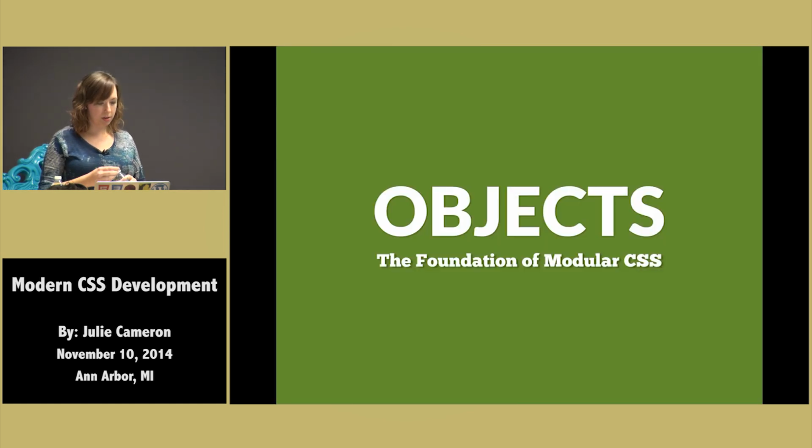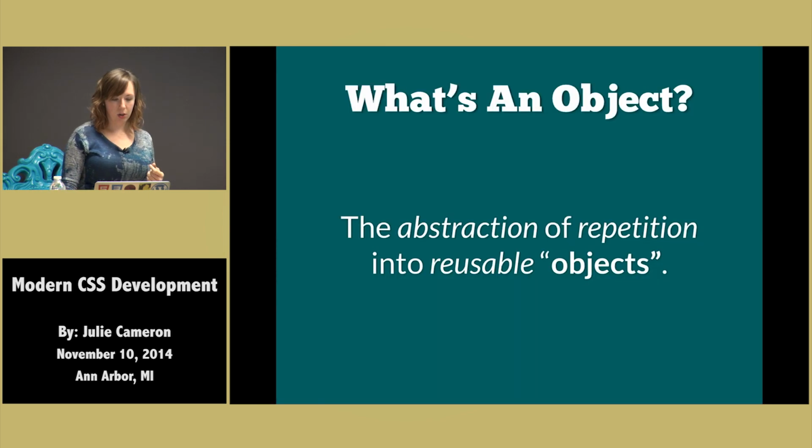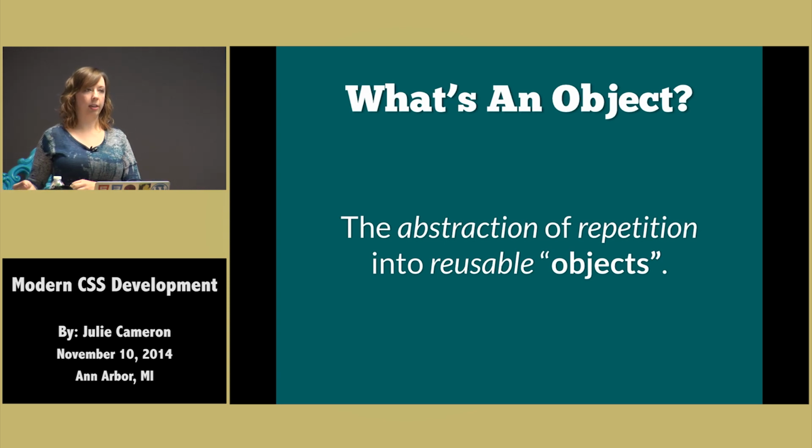So let's dig into these objects a bit more. What is an object? In terms of CSS and really any object-oriented system, it's the abstraction of repetition into reusable objects. So this is all about learning to think in terms of reusable components rather than in selectors. Don't think about the HTML tree anymore. Don't think about what type of element we're using. Only think about the object as a whole and what kind of pieces it needs to have.